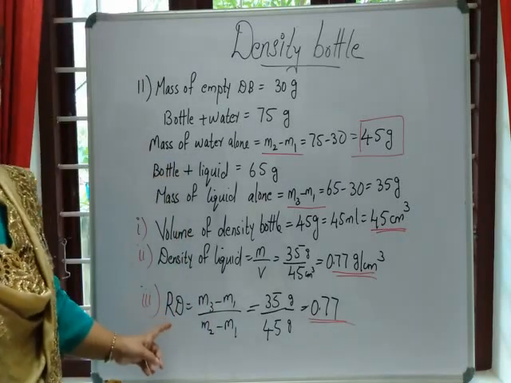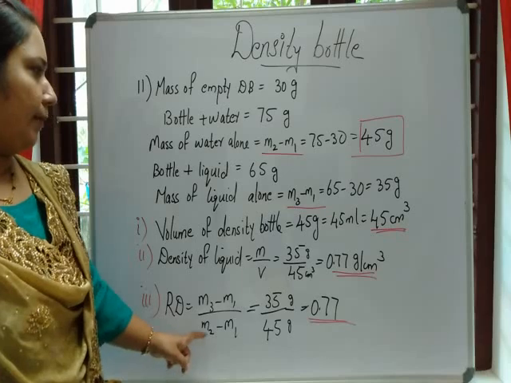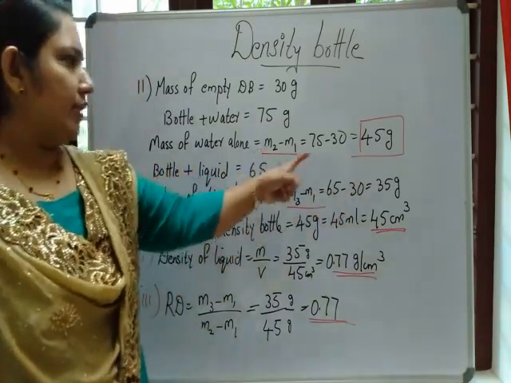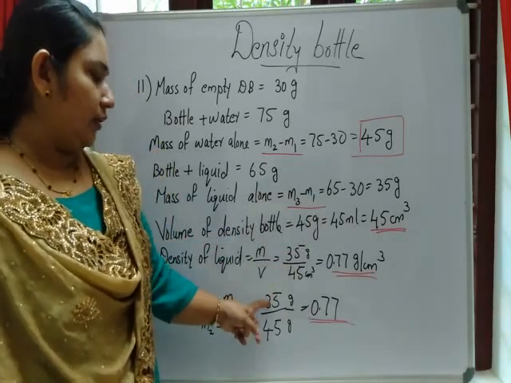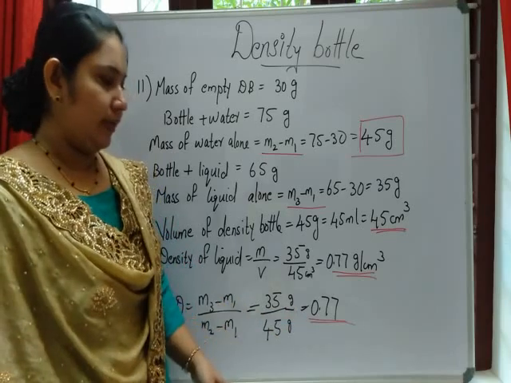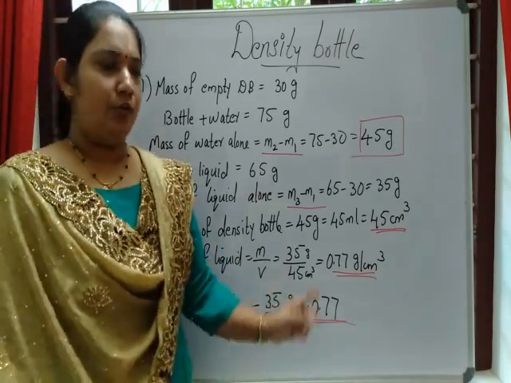Now we are asked to calculate the relative density. M3 minus M1 by M2 minus M1. M3 minus M1 is 35. M2 minus M1 is 45. So again 35 gram by 45 gram. Gram and gram will get cancelled. You will get the answer 0.77.